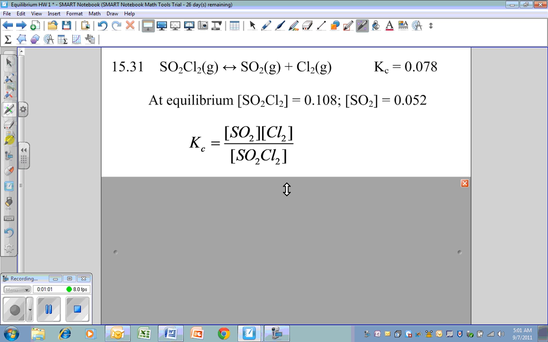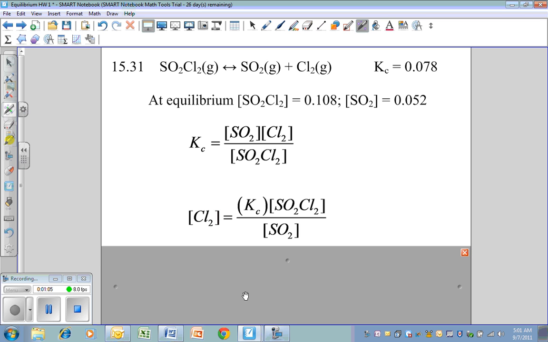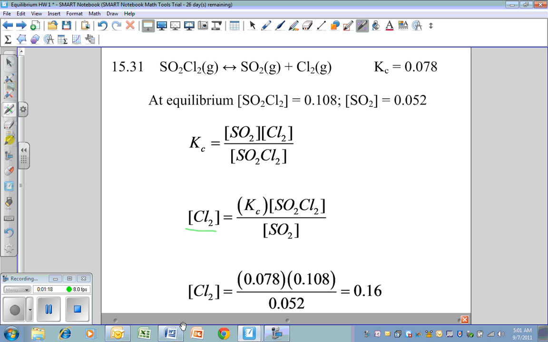And if you remember, the proper way to get all your points is to first rearrange the equation. So I rearrange the equilibrium expression so it solves for the concentration of chlorine gas. And I just substitute in and let my calculator figure out that the concentration would be 0.16 molar.